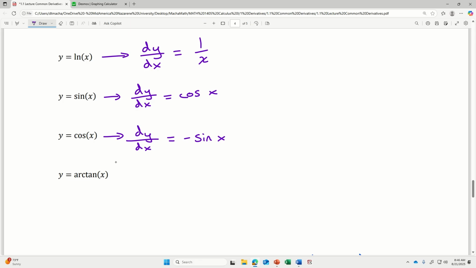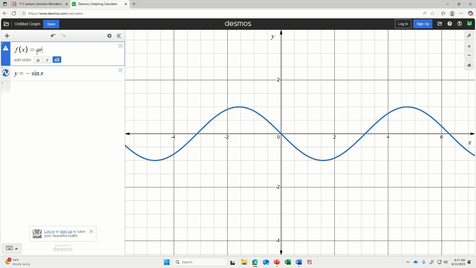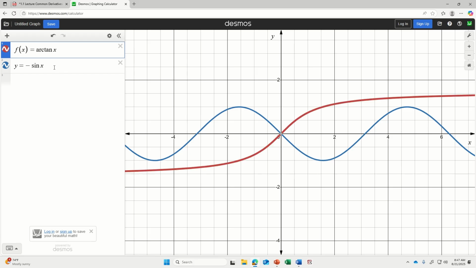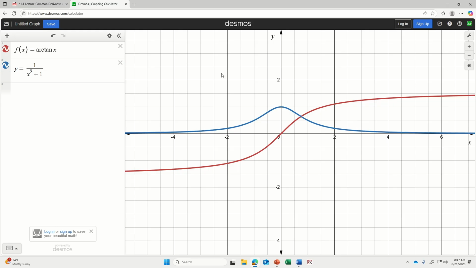Okay, arctangent. What is the derivative? 1 over x squared plus 1. I always really liked this fact because arctangent is an inverse trig function, and you don't really expect the derivative to be a rational function. But we'll talk about why this is at the end of the semester too.